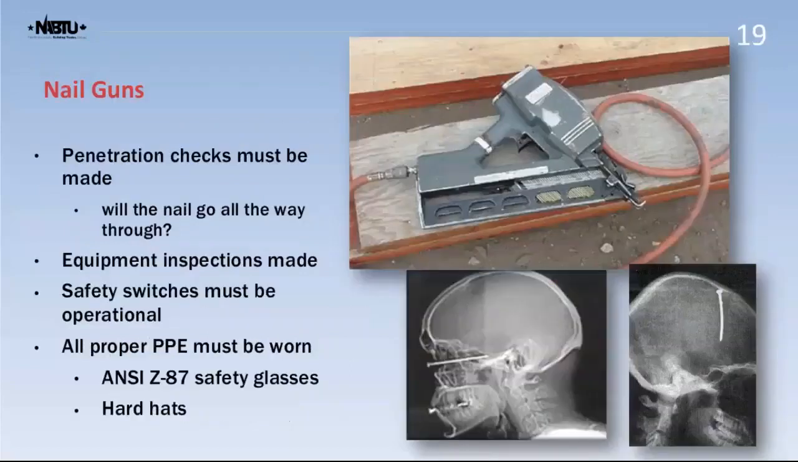Okay. Nail guns, very important. Again, with nail guns, this is a pneumatic nail gun right here. You can see the air line going up to the pneumatic. You want to check your penetration, meaning check to make sure you have it set so the nail just goes through the wood to the level that you want it to. You don't want the nail to go all the way through.